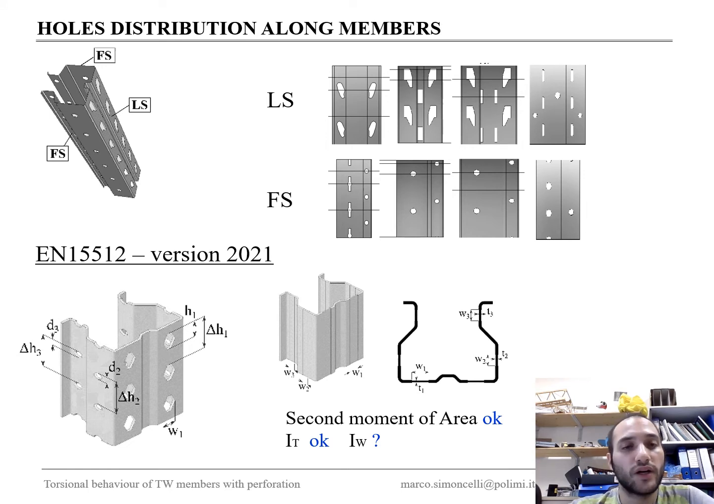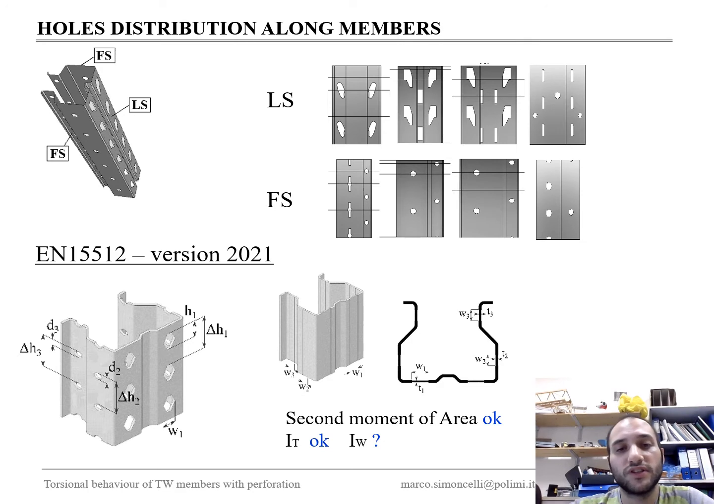It's easy to look into the EN 15512 and discover the new version of 2021 and discover that there is a way to account for this perforation in the structural model, that is to create an equivalent cross-section which takes into account the perforation by reducing the thickness of the section. So you can see, for example, the thickness of this section is not constant, but we have some changes of the thickness in these points that are exactly the points in which we have perforation along the members.